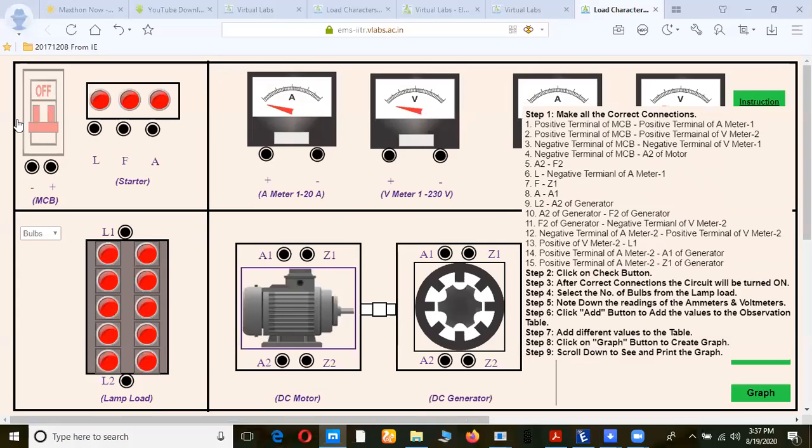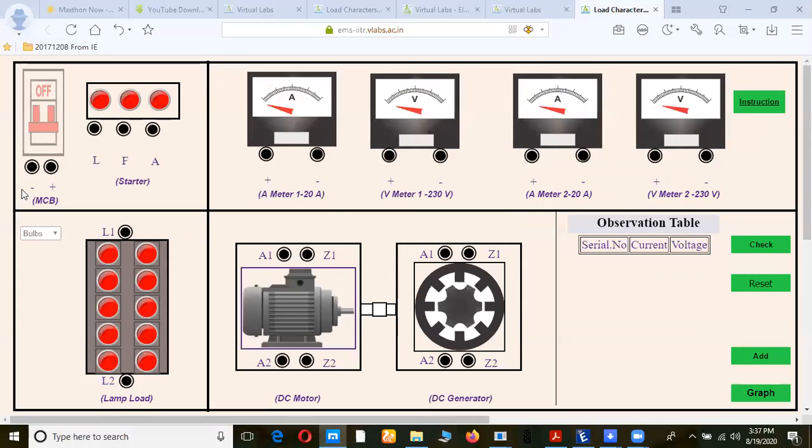We want to know what things are available here, right? This one is our MCB and this one is a starter, because our machine is a generator. We want to test the generator with variation in the load. The generator input is mechanical energy, which we get from a motor. To drive a DC motor there is a requirement of a starter here, right? So we are giving a starter here.